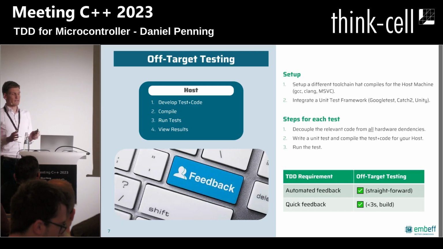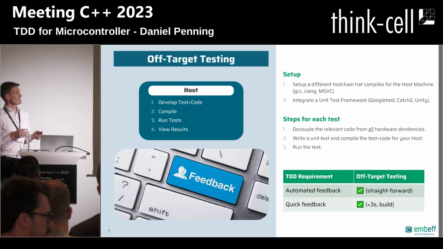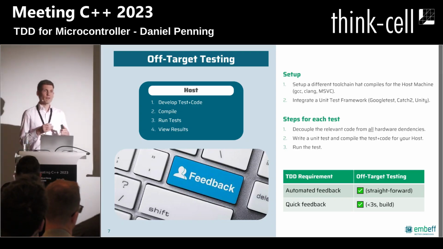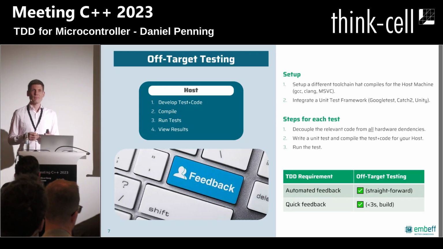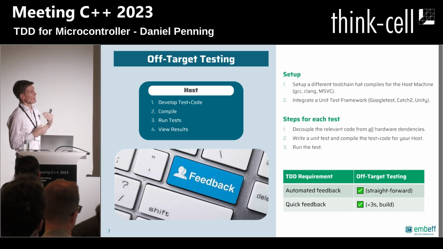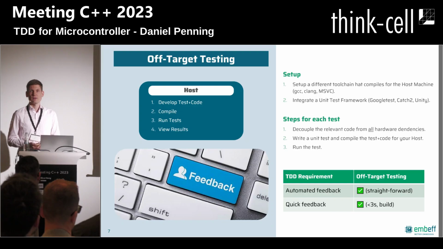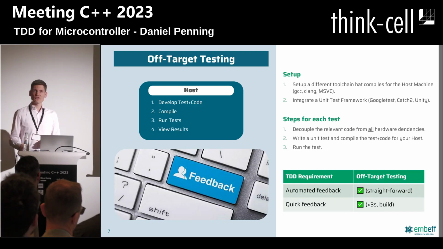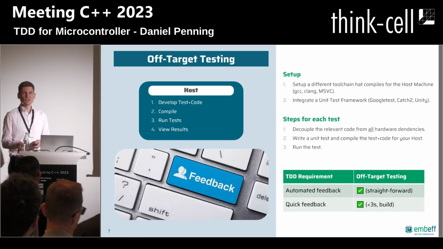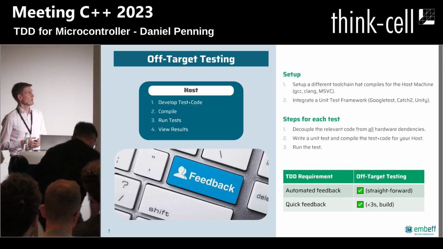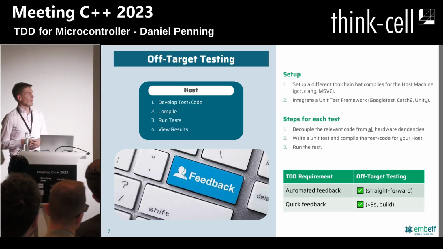So what is off-target testing? What do you need to establish it? You need a certain setup. And for most embedded projects who don't use this yet, that's a new thing. They need to set up a different toolchain. Your primary toolchain is your embedded compiler, like Keil. You need to add another toolchain, like Clang or Microsoft Visual Studio, or GCC, or anything else for your host. So if you use CMake, for example, you can use these toolchain files to give it another toolchain.